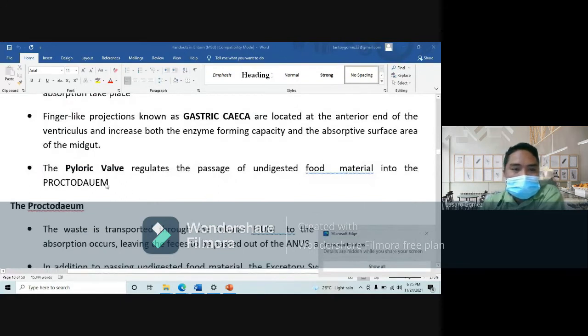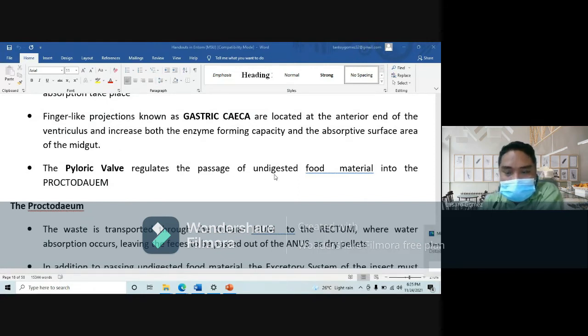Okay, we also have here the pyloric valve, where it regulates the passage of the undigested food material into the proctodium. Kumbaga siya og traffic enforcer or siya og RTA nga moingon siya og stop, go, break na siya. That is the function of the pyloric valve, it regulates the passage of undigested food material into the proctodium.